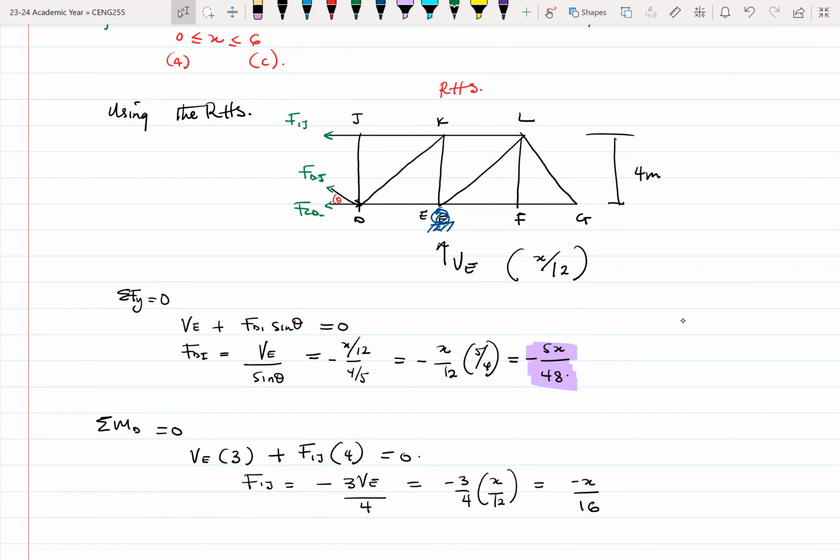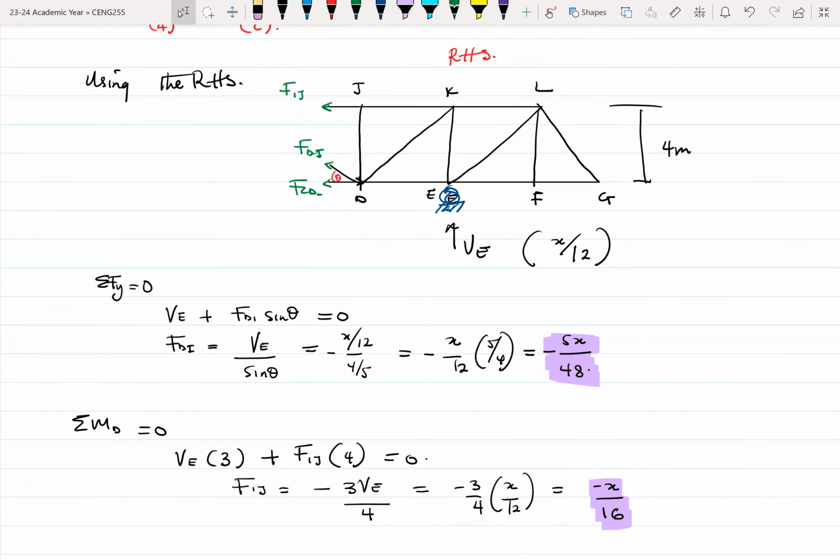Okay. Yes. So the main thing is that when the load is on the left hand side, it's easier using the right hand side for your calculations. Okay. That is the key thing that we should always focus on. So let me take you through it again.